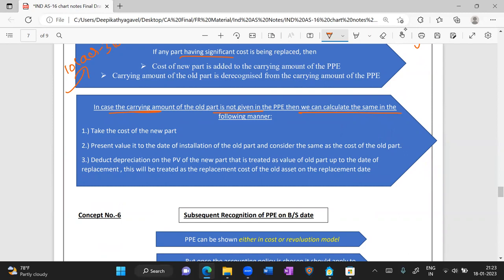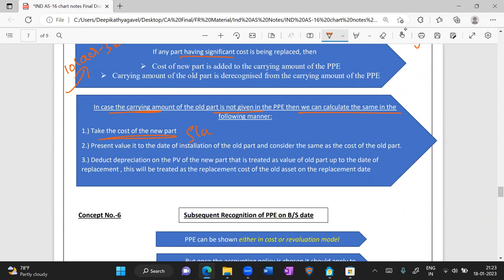What you do is you will have the cost of the new part, right? Obviously, the cost of the new part will be given to you in the question. So take that cost of the new part, and then you have to present value it to the date of installation. So present value it to the date of installation.